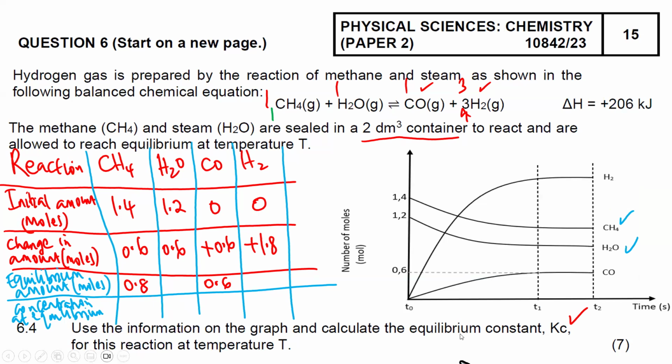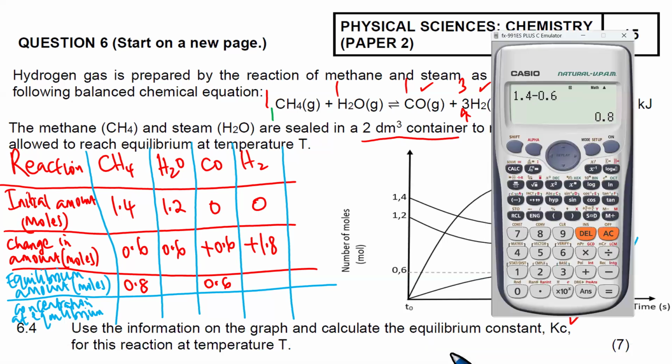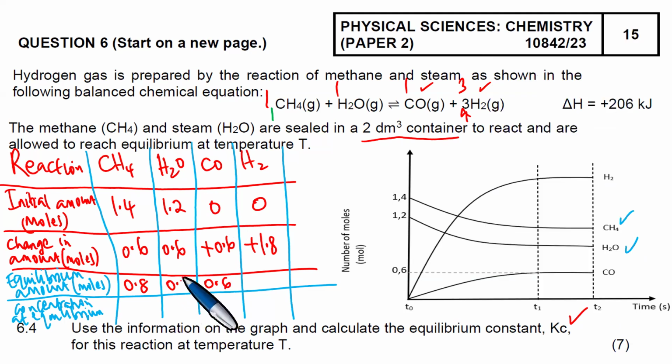And then you're going to have here 1.2 minus 0.6, which is 0.6. And then here you add 0 plus 1.8, you get 1.8. And this would be the equilibrium number of moles.